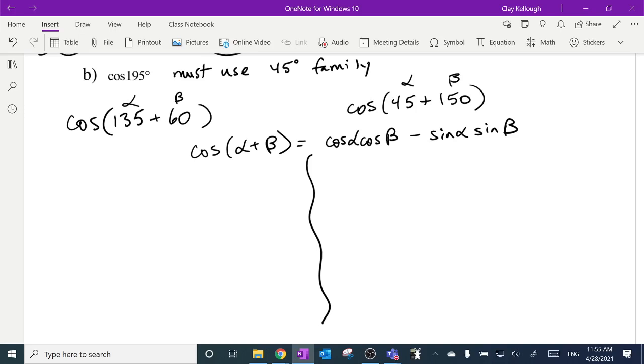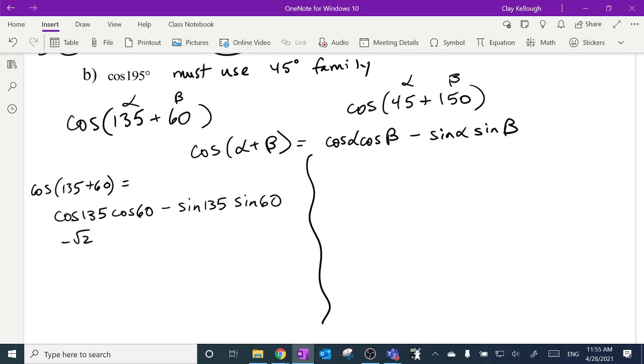So let's see. I'll do it twice. You guys try it on your own, and I'll see if I can work at your pace here. So the cosine of 135 plus 60 is cos 135 times the cos of 60 minus sine 135 times the sine of 60. Okay. Well, I know all of my 45 families are some sort of root 2 over 2. But is cos 135 positive or negative? X is negative over there. I think this is a negative.